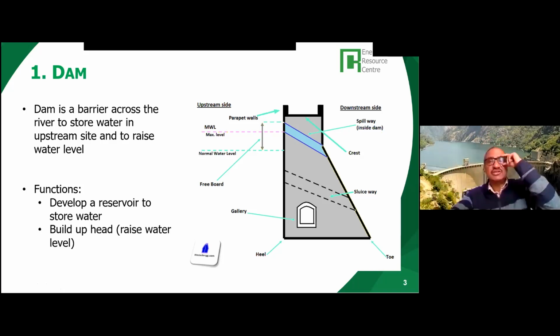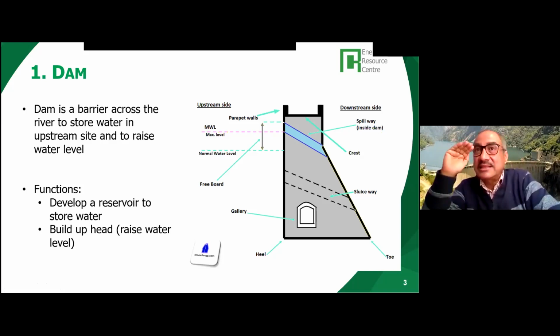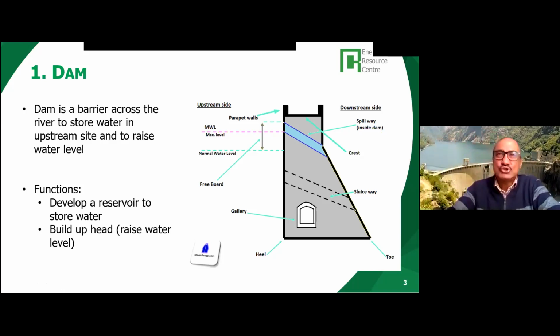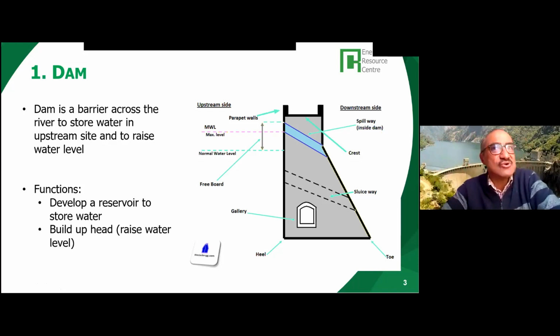By flood attenuation, what I mean is you lower the peak flood. Let's say the peak flood is 5,000 cubic meter per second. By storing part of the flood and then discharging, you can reduce the peak flood from 5,000 to 3,000. This has other benefits, okay?